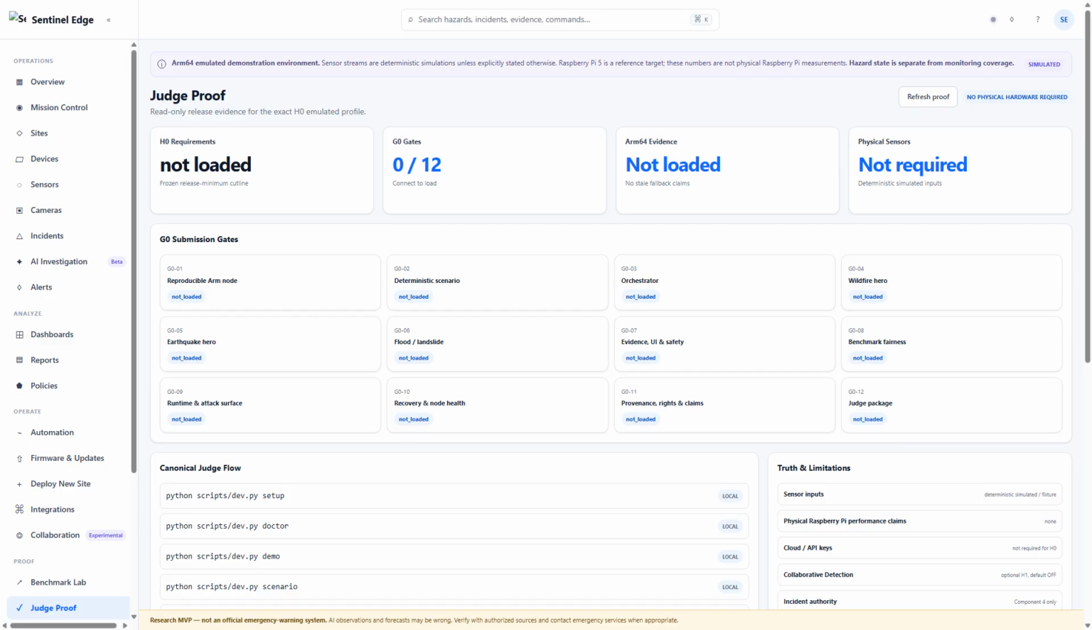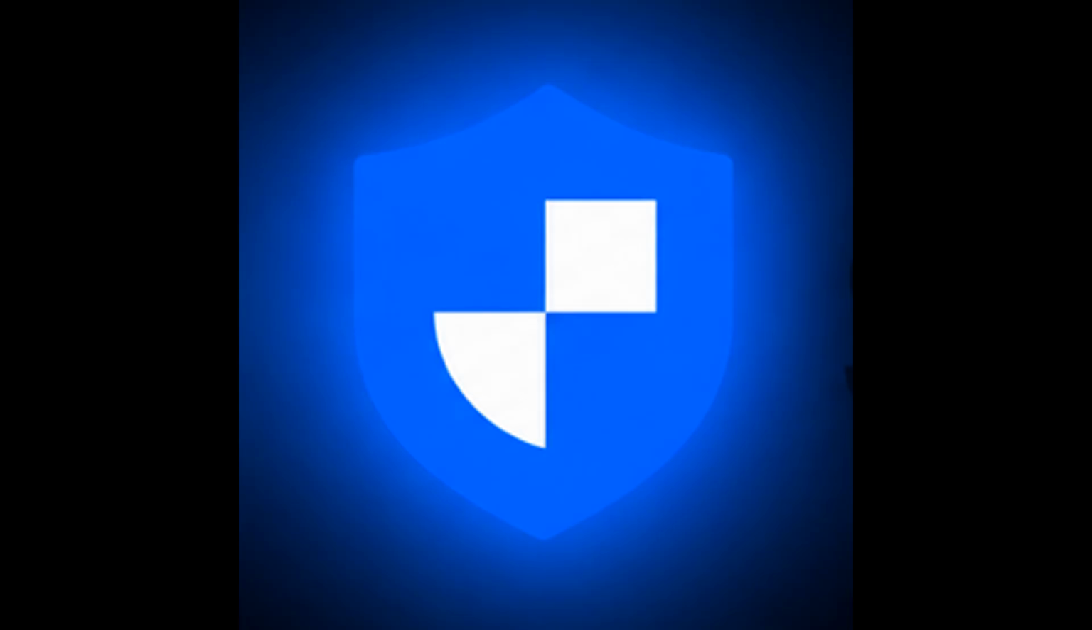Sentinel Edge is my experiment in making physical AI smarter about something individual models usually ignore: limited compute. Run the right workload, at the right time, for the right reason. That is Sentinel Edge.